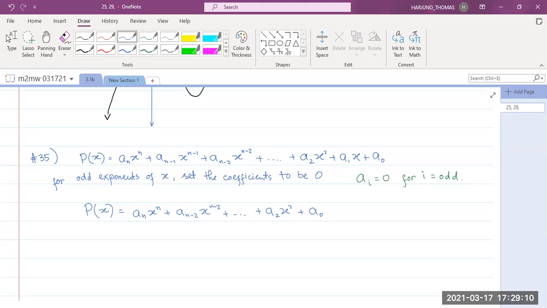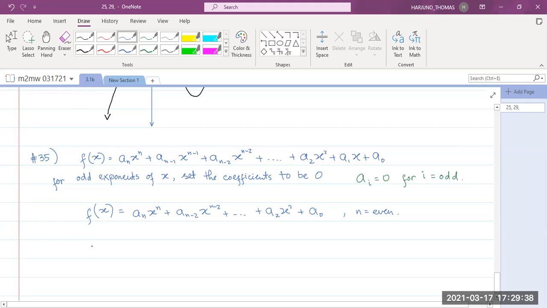They call that f(x). Okay, so n is even. Now show that this function is an even function. Show that this function is an even function.